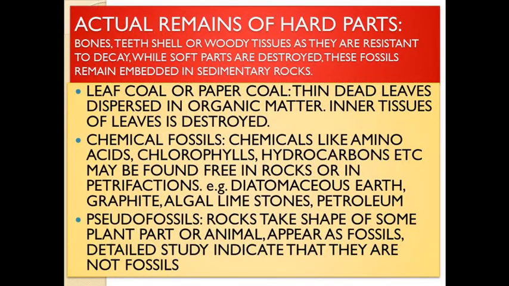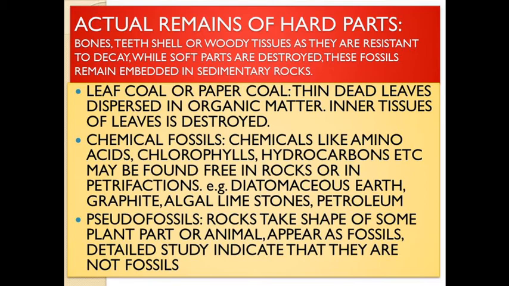The last four are actual remains of hard parts. When there are hard parts like bones, teeth, shell, or woody tissue, they are resistant to decay. They are not easily decayed by fungi, bacteria, or autolytic digestion. While soft parts are destroyed, these fossils remain embedded in the sedimentary rocks, and they form fossils as they are very hard and resistant to decay. The eighth one is leaf coal or paper coal. These are thin dead leaves dispersed in an organic matrix. Inner tissues of leaves are destroyed and there is layer after layer of cuticle.